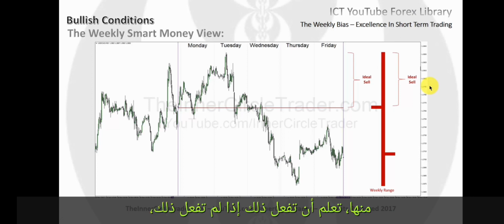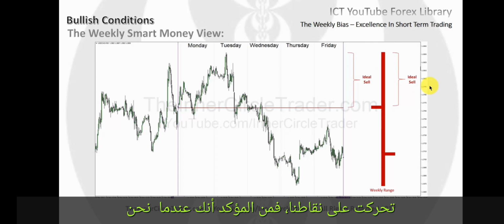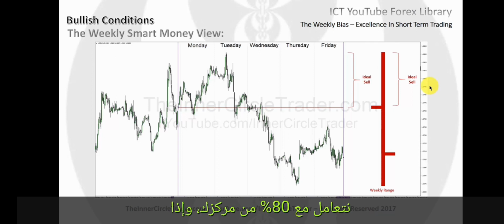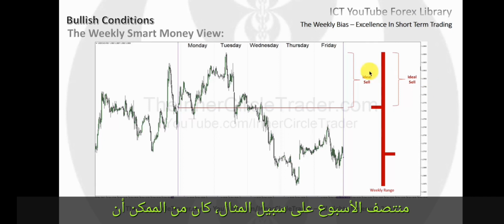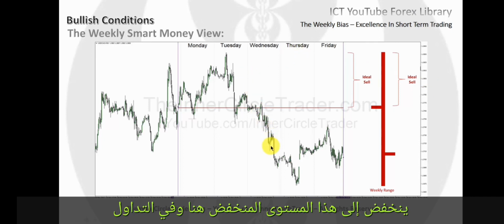Learn to do that. If you do not do that, I promise you, you will look back and regret not having done so. So as a day trader, obviously if it moves 100 pips, you certainly want to be banking 80% of your position. And if you're a short-term trader, you want to be at least half your position out, because the weekly can change gears midweek. For instance, it could have went down to this low here and then traded all the way back up and taken out the Tuesday high.